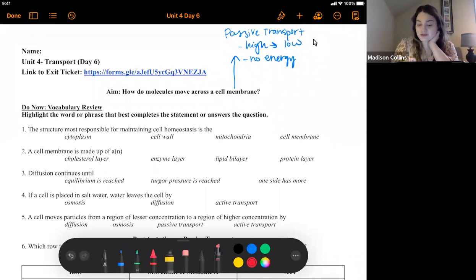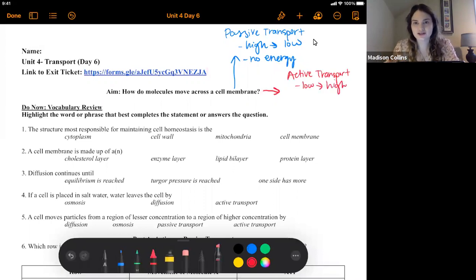Now, the second type of transport that we should know is active transport. And active transport is a little bit different because in this case, molecules are going from areas of low concentration to high concentrations. They're moving against the concentration gradient. And because of this, the process does require energy. So it requires ATP in order to function.